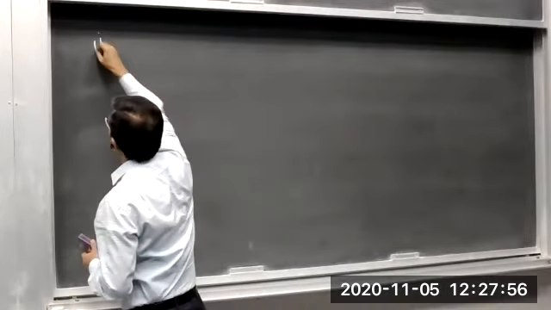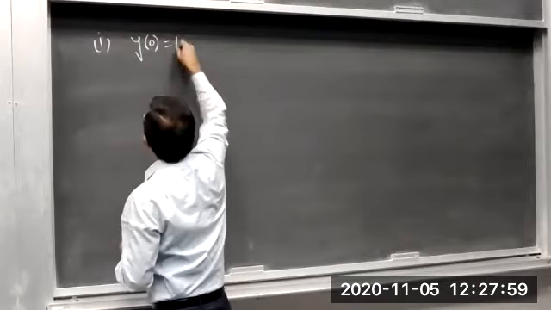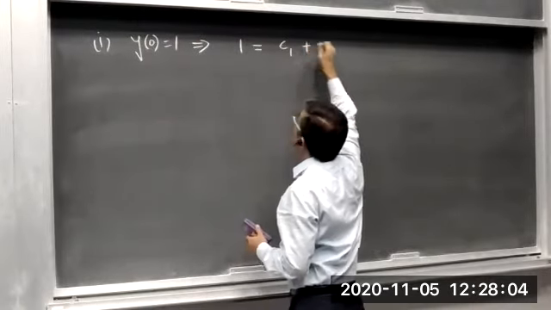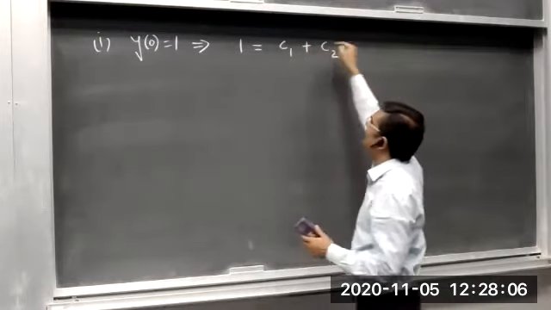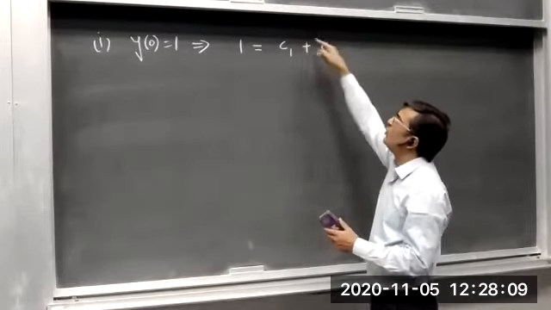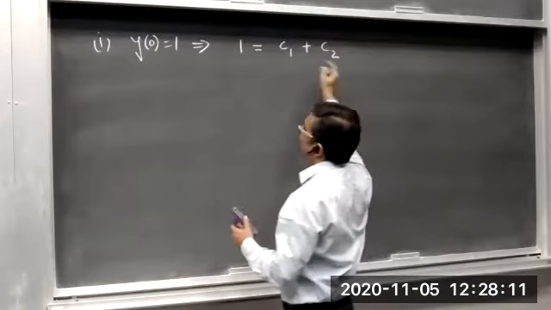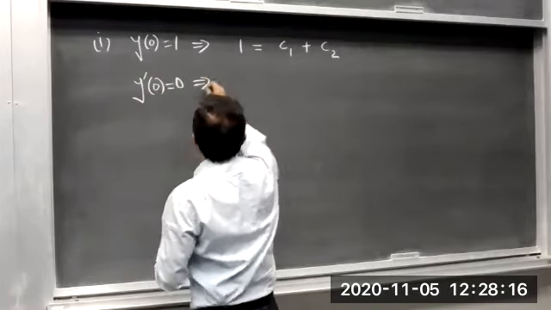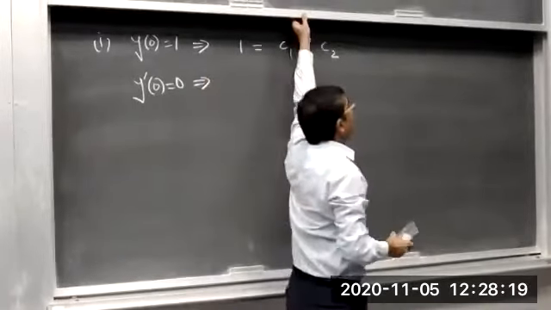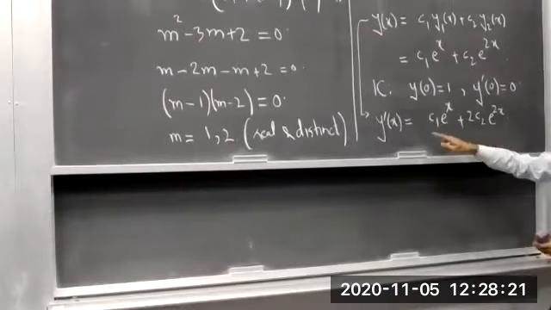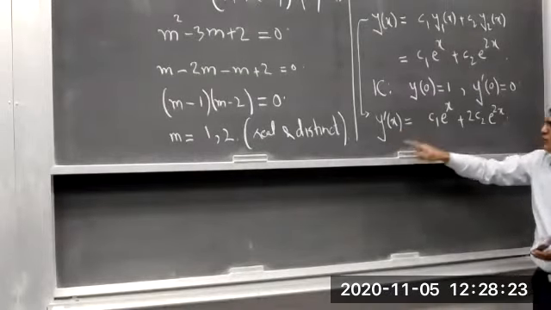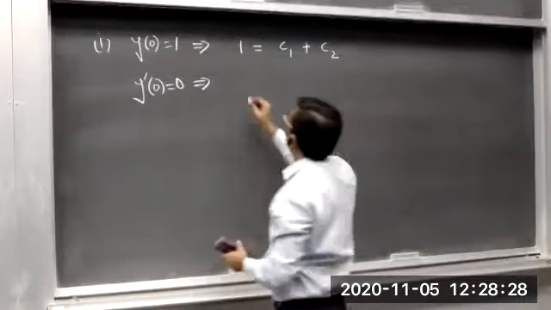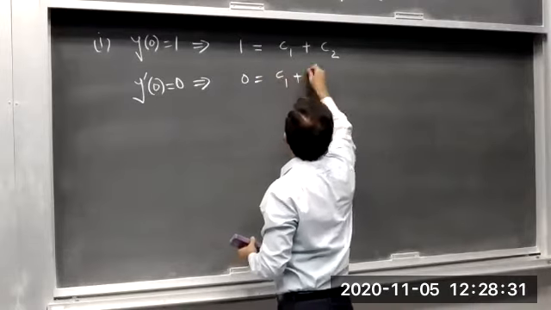Now using the first initial condition y at 0 is equal to 1, it gives us 1 is equal to c1 plus c2, because e raised power 0 is 1 for both. We get the first equation. Now the second, y dash at 0 is equal to 0. We have to insert x equal to 0 here. y dash at 0 is 0 and e raised power 0 is 1. What do we get here? We get 0 is equal to c1 plus 2c2.